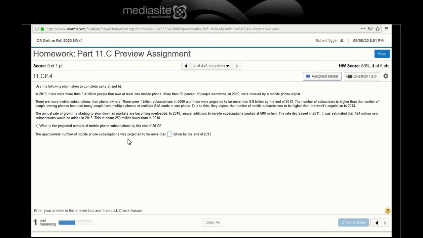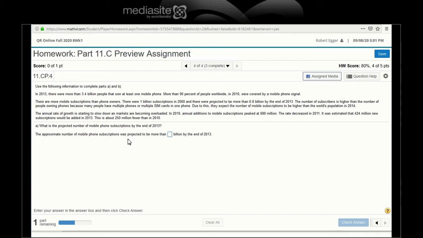In 2010, the annual addition to mobile subscriptions peaked at 680 million. The rate of increase decreased in 2011. It was estimated 424 million new subscriptions would be added in 2013. It's about 250 million fewer than 2010. So over 600,000 were done in 2010. I think I said that somewhere. There we go, 680.